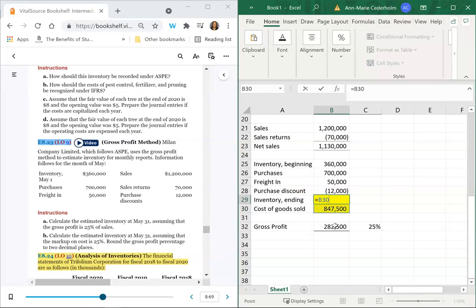I can take my cost of goods sold and then flip the sign on everything on the other side, and that gives me $250,500. So again, all I did is I took my cost of goods sold minus the beginning inventory, minus the purchases, minus the freight, and added the purchase discount to give me my ending inventory. And then what I usually do is add all of those up again, just to make sure that it equals the cost of goods sold number. And that's how you do the gross profit method.